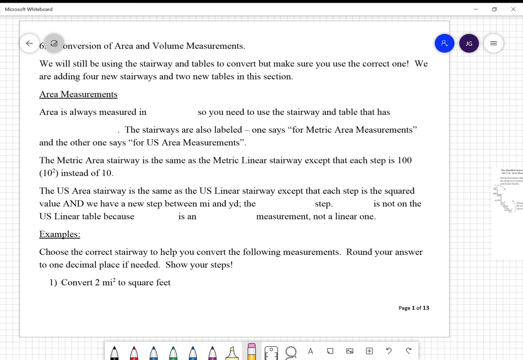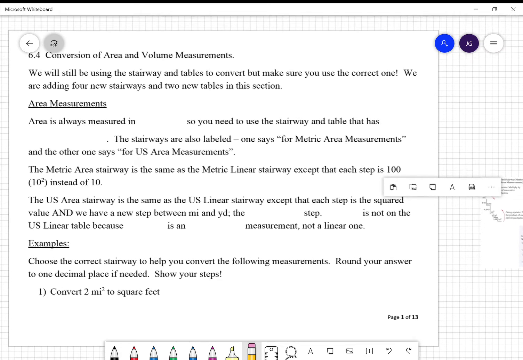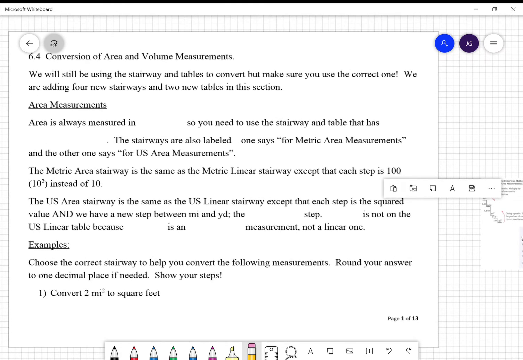Okay, we're going to continue our lessons on converting measurements. Before, we did linear measurements; now we're going to be looking at area and volume. We're still going to be using the stairway and the tables provided by your author, but we just have to make sure that we use the correct stairway and the correct table. We're adding 4 new stairways and 2 new tables in this section.